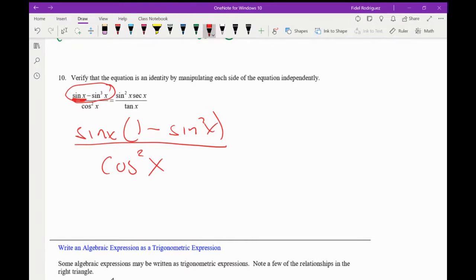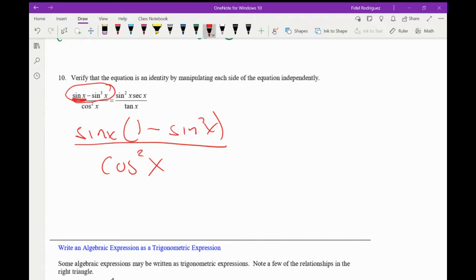Right here is one of my Pythagorean identities, right? So if I look at this identity here, y'all, if I were to bring this sine squared x to the other side, what would we be left with? Cosine squared x equals 1 minus sine squared x. When I bring the sine across the equal sign, what's going to happen to the sign of the sine? Negative. Do we have that piece anywhere in our problem so far?